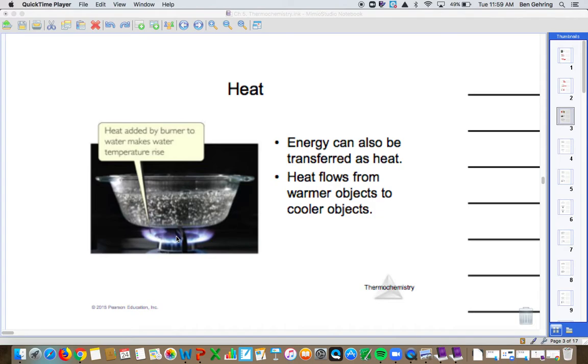So if things aren't moving, energy can still be added and taken away, and this can happen in terms of heat. If we're talking about heat, heat is based on temperature, and so heat always flows from warmer objects to cooler objects. We'll talk more about that in the next couple of videos. But heat always flows from warm objects to cold objects, and that is really important. It does not go from cold to warm. So heat always goes from hot things to cold things.